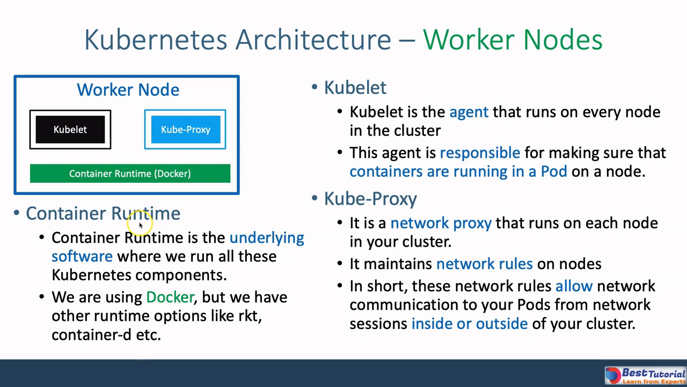So then what is the use of it, right? In short, these network rules allow network communication to your pods from network sessions inside or outside of our respective cluster. So these are the core things about Kubernetes master and worker node components.